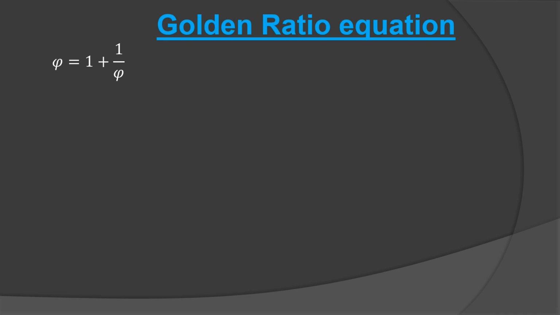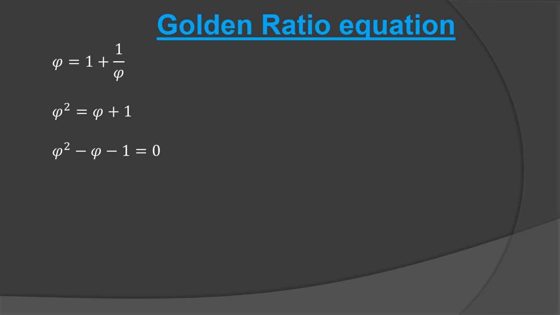Another way to calculate the value of the golden ratio is solving the golden ratio equation. So we already know that phi is equal to 1 plus 1 over phi. To solve this problem, first we are going to multiply by phi on both sides. So we are going to get phi squared is equal to phi plus 1. If we rearrange, we will get phi squared minus phi minus 1 is equal to 0.